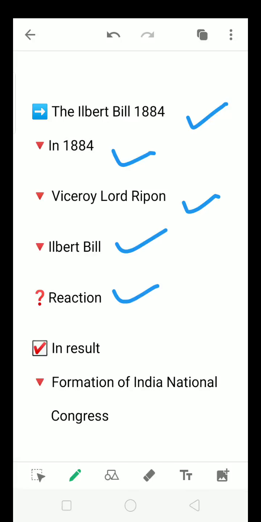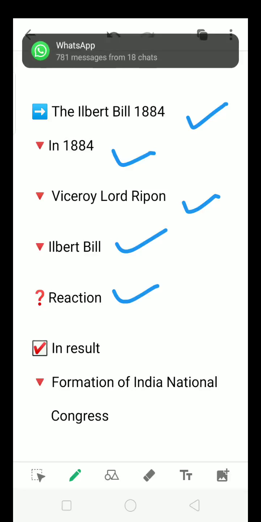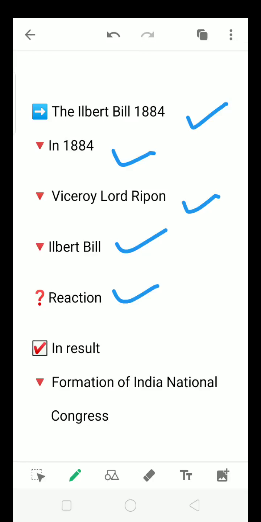When the bill was taken back, the reaction was very violent. Hindus did not like it when the Ilbert Bill was taken back, as there was a considerable number of them in the judicial service. So as a result, there were arrests, and this event resulted in the formation of the Indian National Congress.